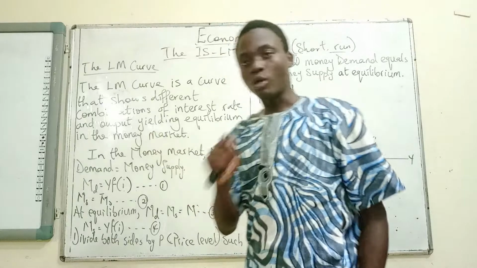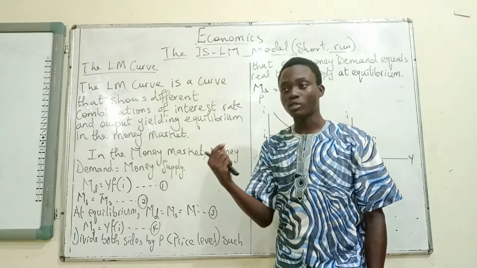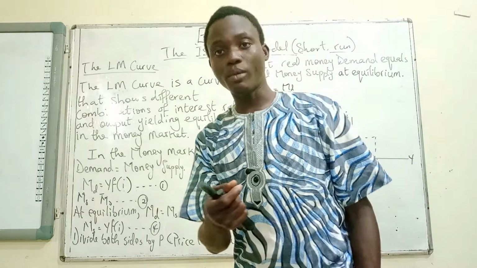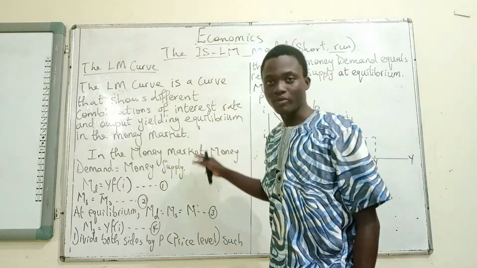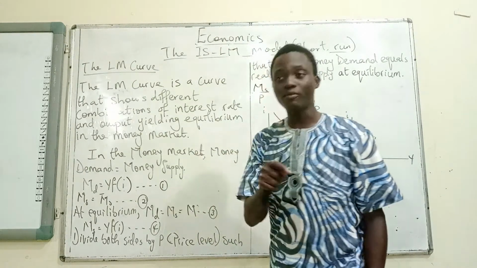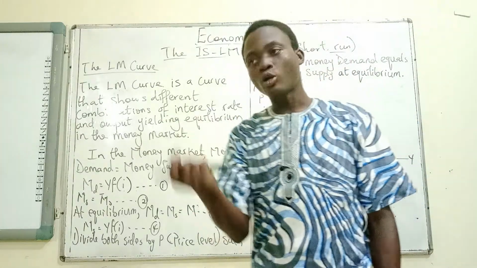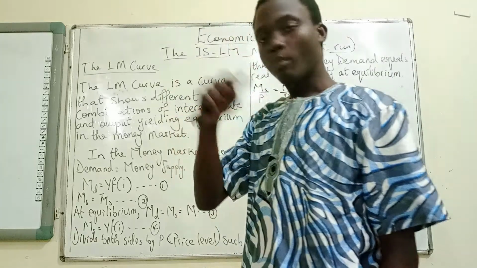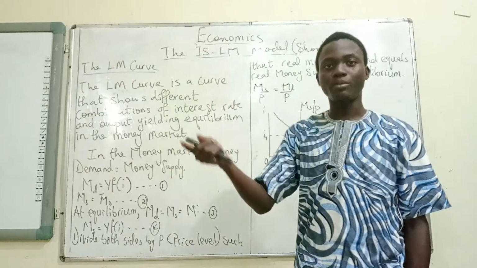Unless you've been following this class since we started from talking about the goods market, the money market, and the labor market, would you really understand some of the things we are going to do in this particular video? If you haven't, it might be better for you to just pause this video right now, go back to the channel and check the playlist section for money and the money market, because the LM curve is talking about things that happen in the money market.